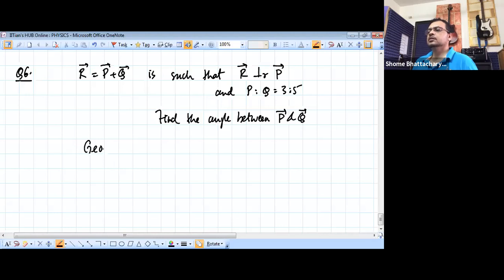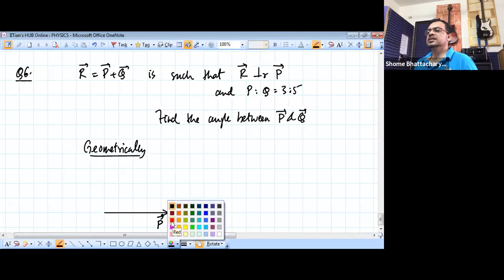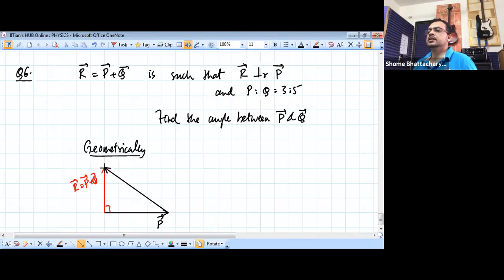If we do this geometrically, we can write it like this: suppose this is the vector P, then the resultant is perpendicular to this. So the resultant will have to be, let's say, somewhere at 90 degrees. So the resultant, which is P plus Q, will have to be like this. Then naturally you can see the vector Q must be this one. By the triangle law of addition, if P plus Q is this, then Q must be this one. So Q is this vector, and this is the angle that we are trying to find out.